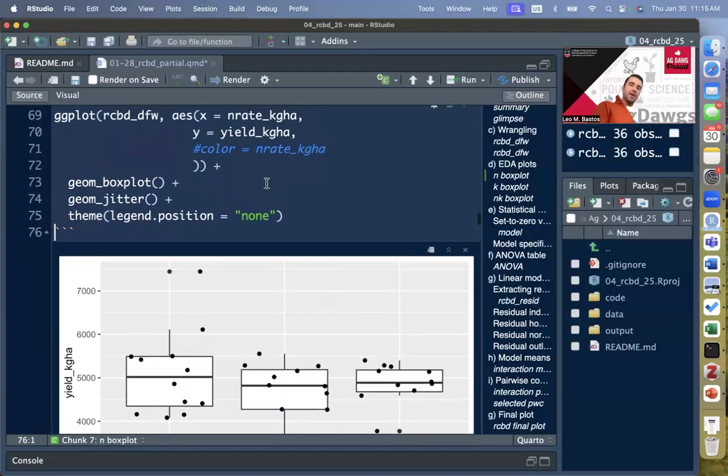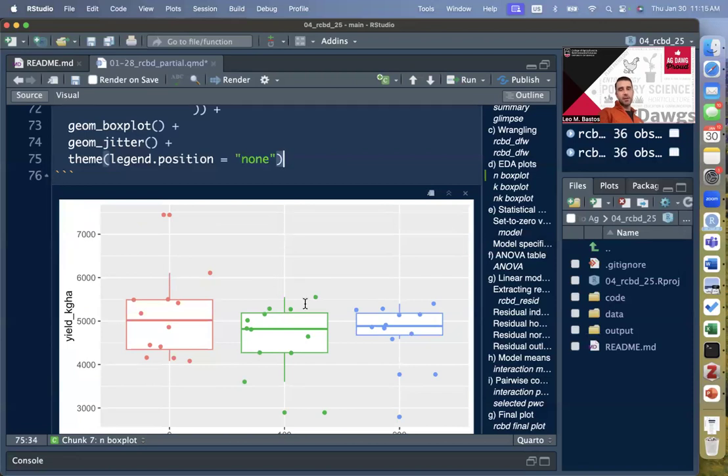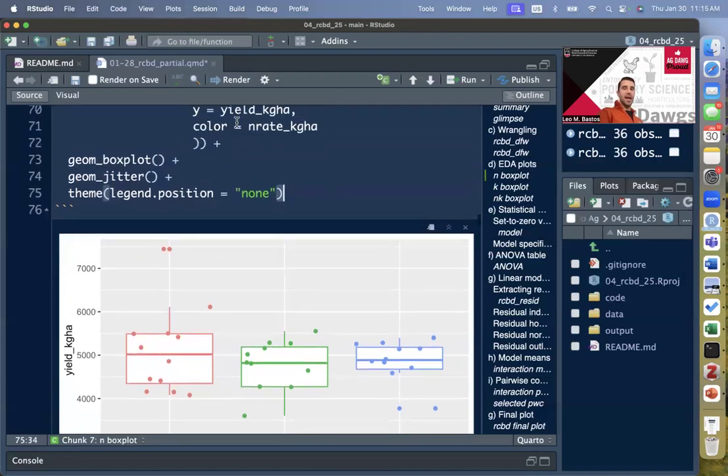And then if we come back here and just let the color equals n rate go, or remove that comment, it's going to let it through, and is basically just going to add a color to each one of the nitrogen rates. That's what we're asking.